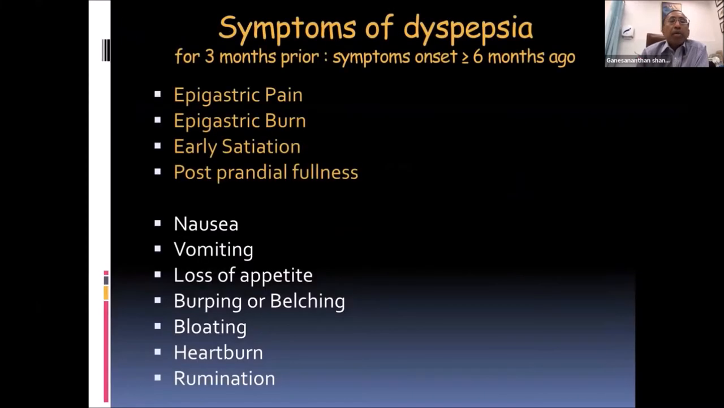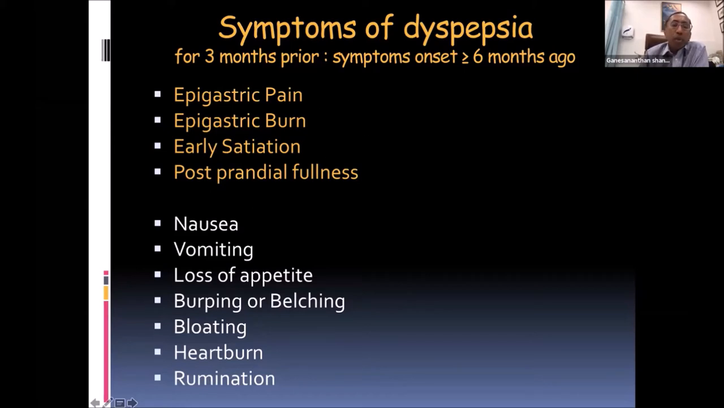Now, in symptoms of dyspepsia, the symptoms must be present for the past 3 months, and the symptom onset must be more than 6 months ago. That's your criteria of dyspepsia. The key symptoms would be epigastric pain, epigastric burn, early satiety, and postprandial fullness. Very important. These are the symptoms of dyspepsia.